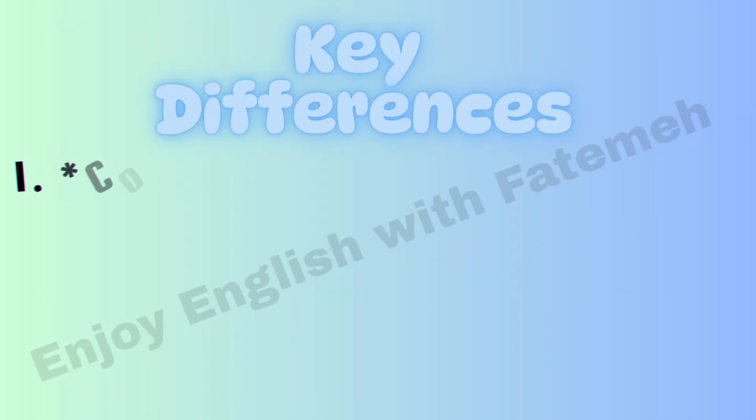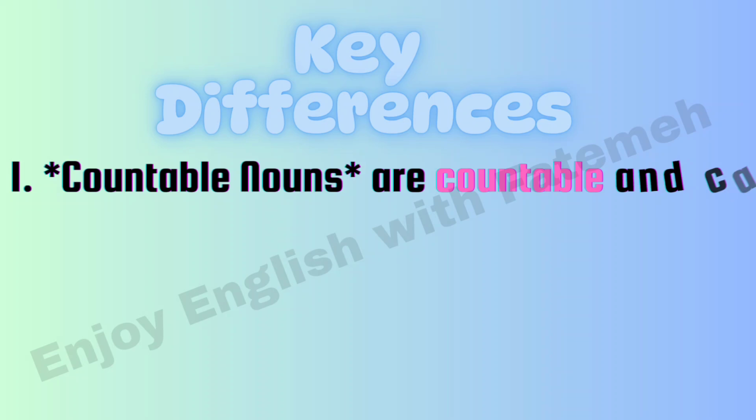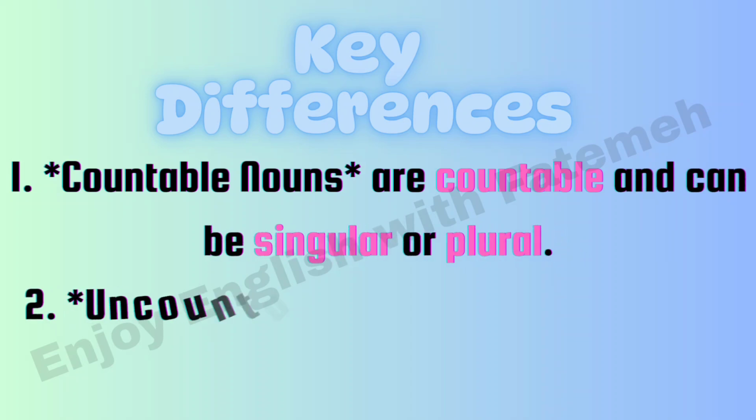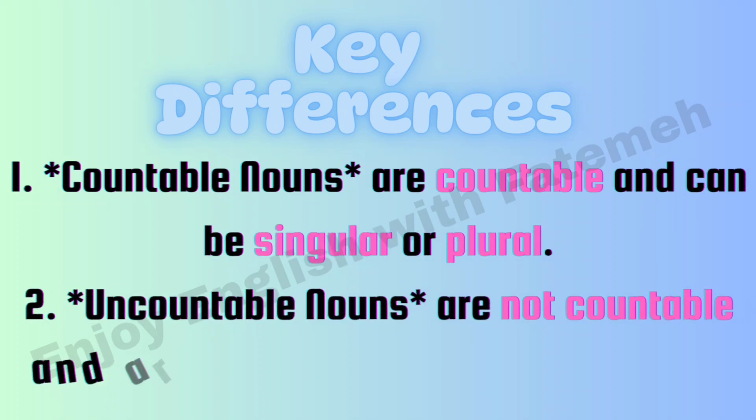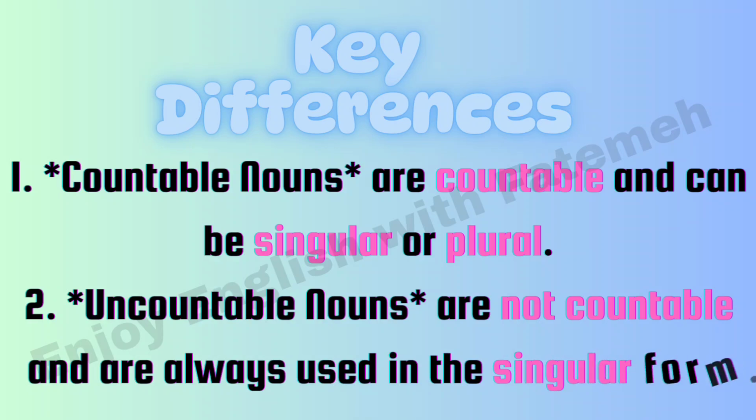How about differences? Key differences, actually. Let's summarize the main differences between these two types of nouns. Countable nouns are countable and can be singular or plural. But uncountable nouns are not countable and are always used in the singular form. For uncountable nouns, words like some, a little, or much are typically used.